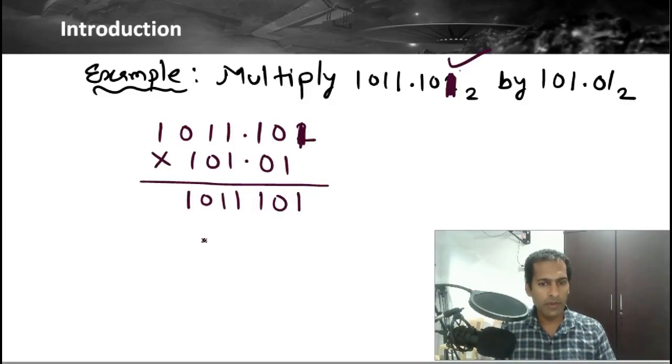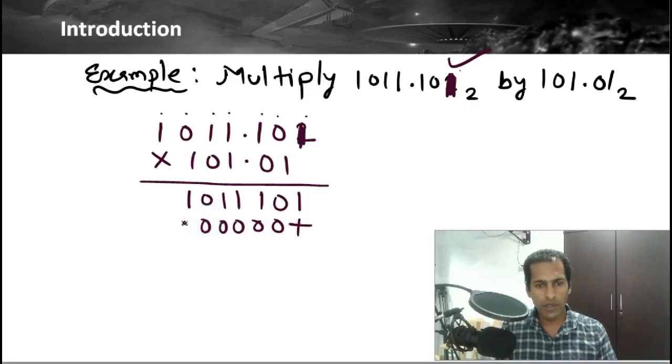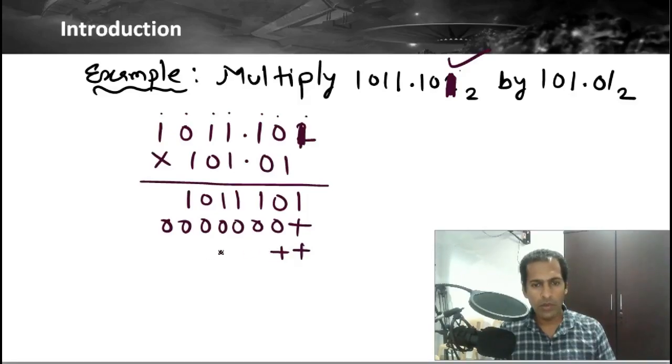Then next we have to multiply with 0. So we will get all zeros. How many are there? 1, 2, 3, 4, 5, 6, 7. 7 zeros. Now the third one is 1. So by 1 we will get the same number. So from here we will start, say 1, 0, 1, 1, 1, 0, 1.